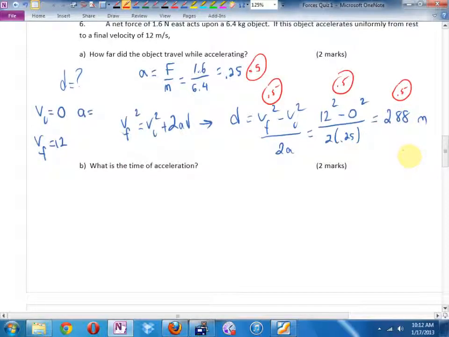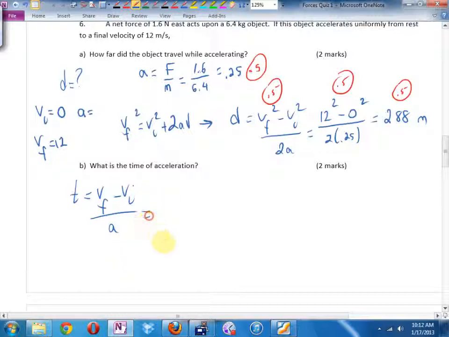What is the time of acceleration? I think I'm going to use t equals v final minus v initial all over a. I think that's the easiest one. You could also use the d equals vit plus a half at squared. It's a quadratic. I try and avoid that one unless I have to.